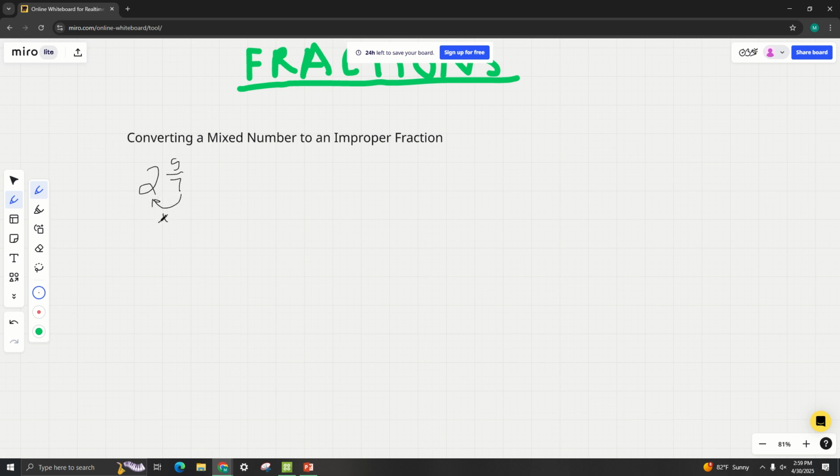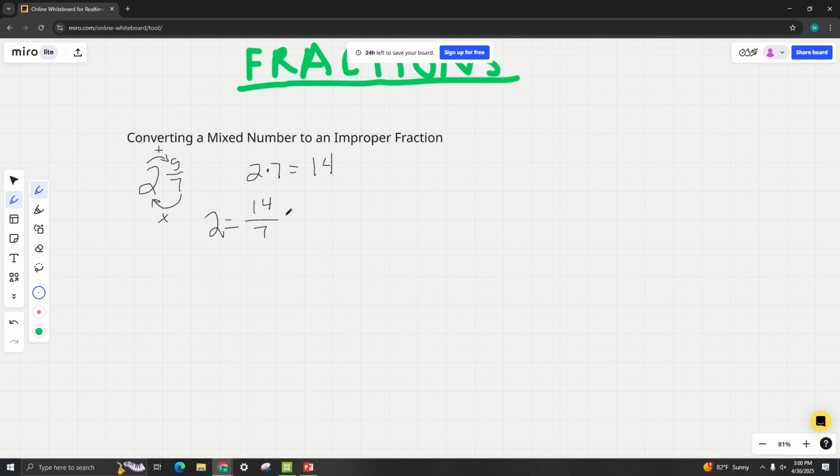We're going to multiply our denominator by the whole number to get the fraction form of our whole number with the same denominator. And then we're going to add that fraction we just made to our proper fraction portion of our mixed number. So let's go ahead and show that. I'm going to multiply 2 by 7, which will get me 14. And I'm just going to place my 14 over my denominator of 7. So I have 14 sevenths. 2 is equal to 14 sevenths.